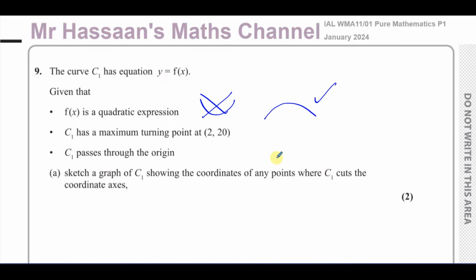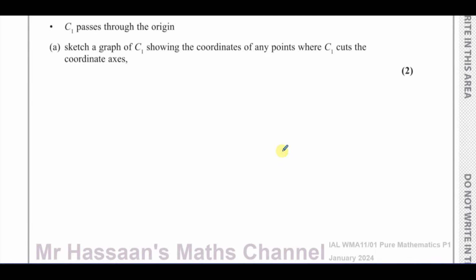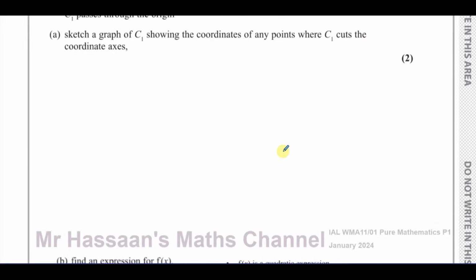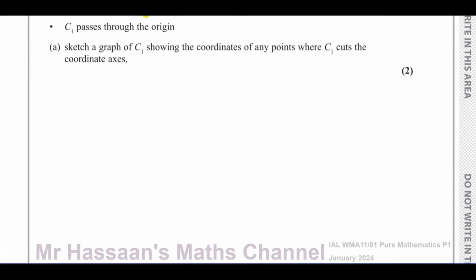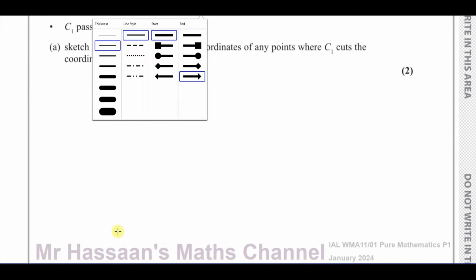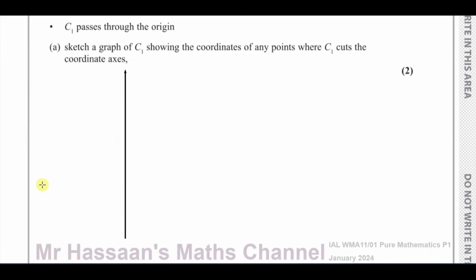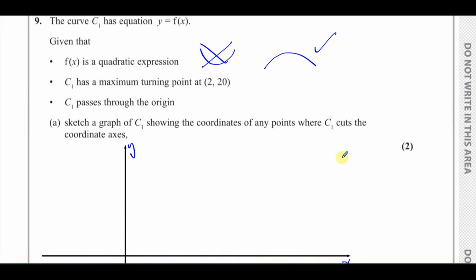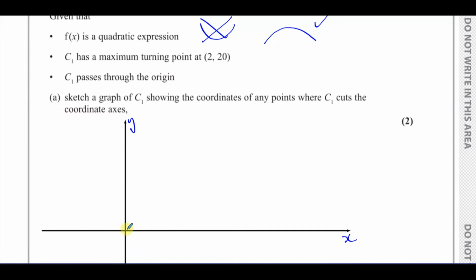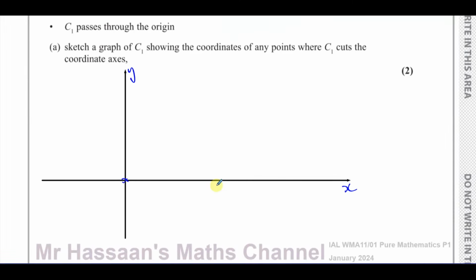So the information they've given us here is enough for us to make a sketch of the curve, as well as find the equation of the curve, which is actually part B. If we want to make a sketch of the curve, we can do so with this information. So let's just make it neat. We're going to have our axes, y-axis and x-axis. We know that it's a quadratic expression. It passes through the origin, and it has a maximum at (2, 20), which is going to be somewhere in this region over here. So I'm going to draw a quadratic that passes through the origin.